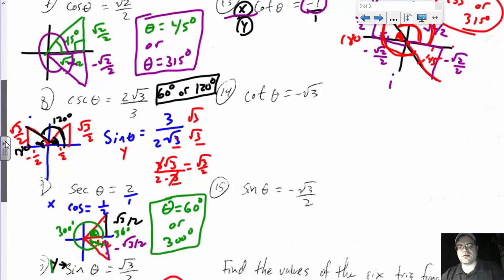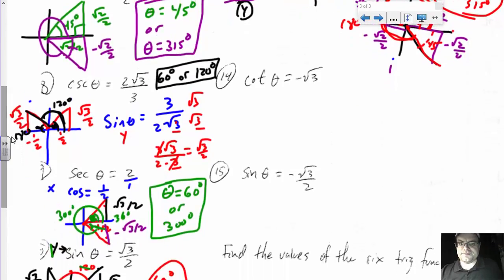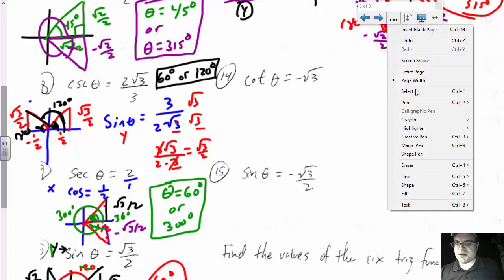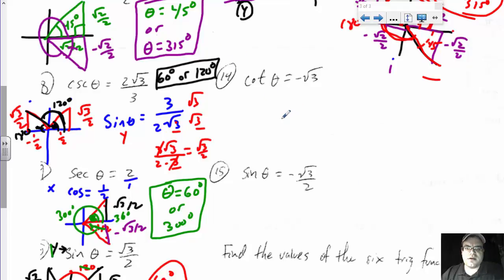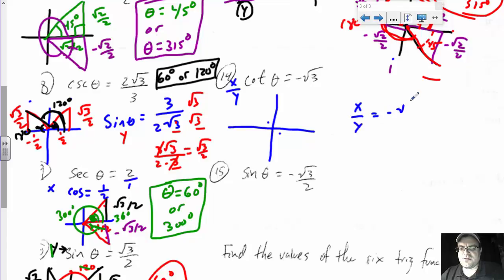Let's go ahead and go on to this. Cotangent theta equals negative root 3. Cotangent again is negative in this quadrant and this quadrant. And remember that this is x over y. So this is really telling me that x over y is the same thing as negative root 3 divided by 1.